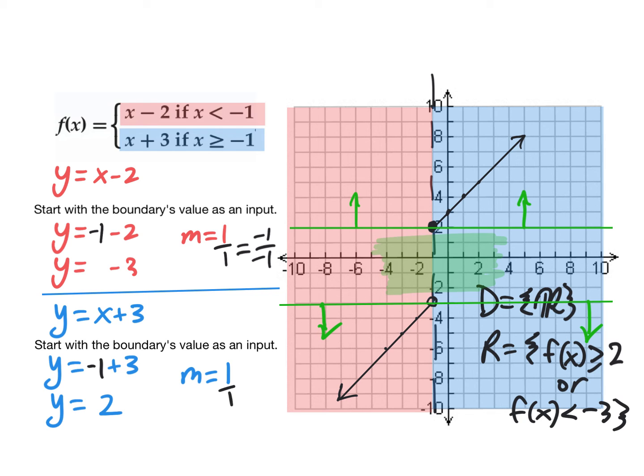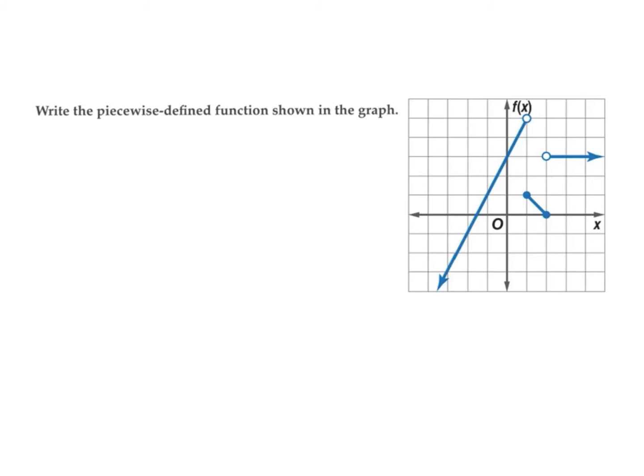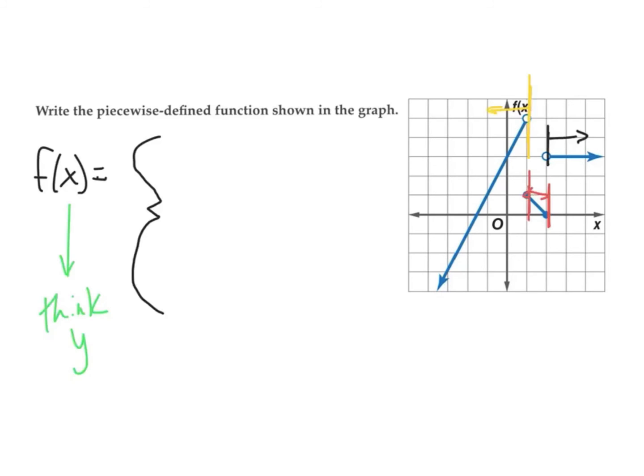So take a picture of this page. Here's the thing with this problem. First off, how many pieces does it have? So how many equations is it going to have? 3. Okay, so the way I like to start off with these, now the graph tells me what the name of the function is. It tells me that it's f of x. So what I like to do for starters is I want to start with my f of x equals, and I draw a big old brace because I'm going to have room for 3 equations.